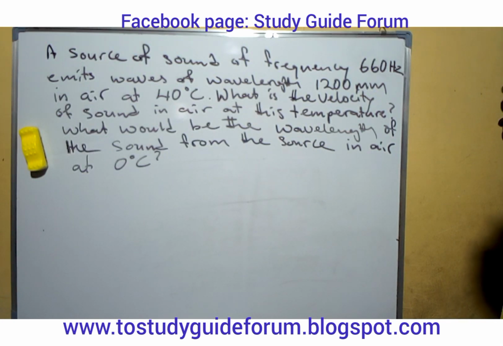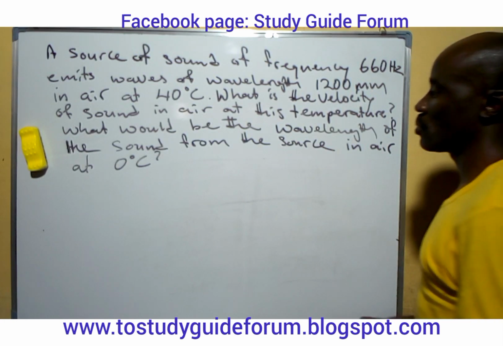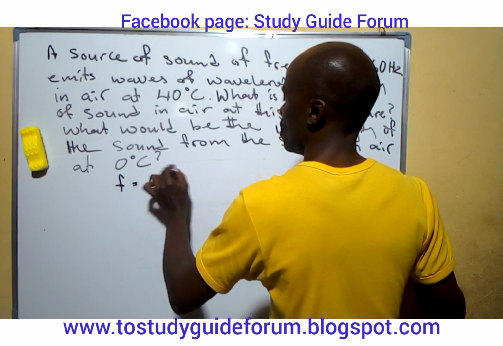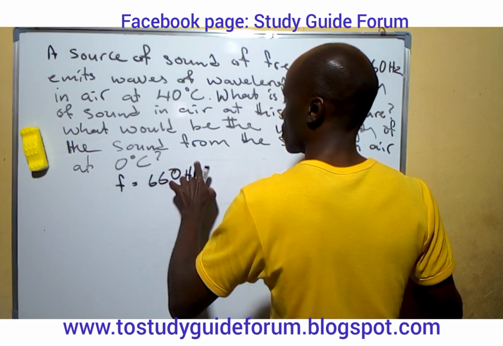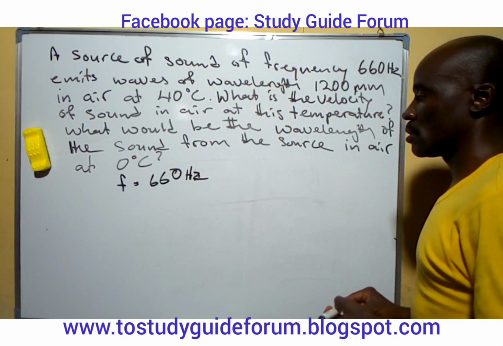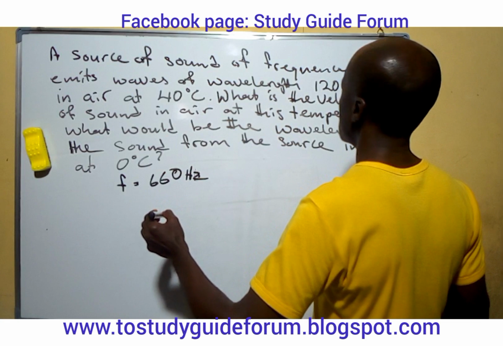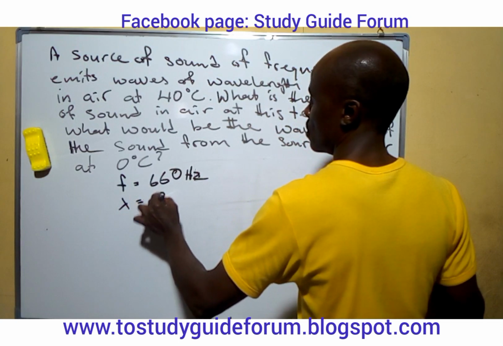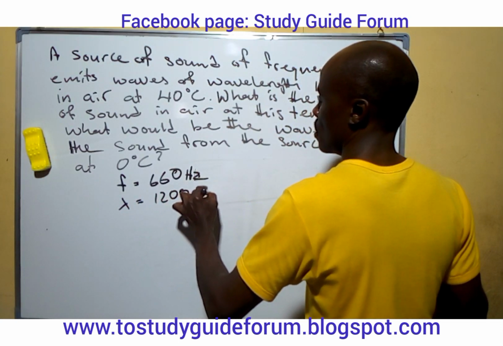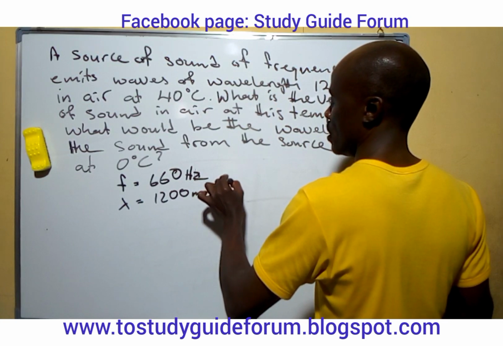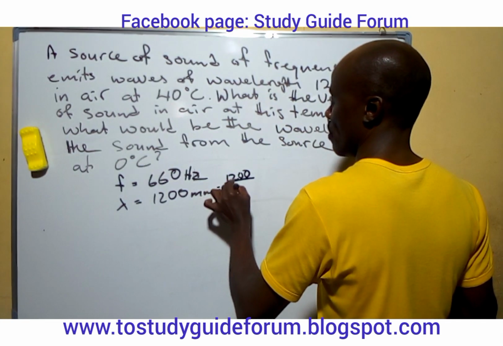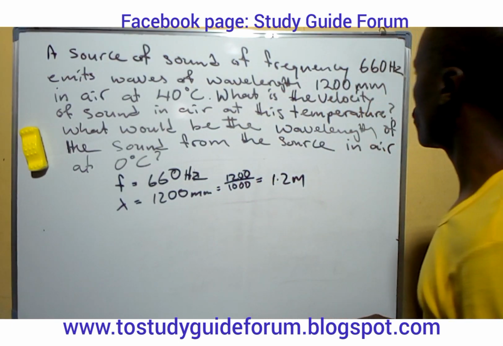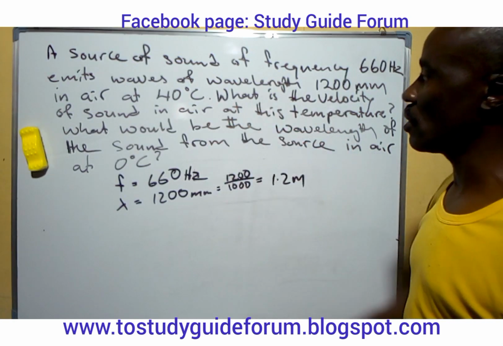Let's quickly look at the work we have here. Our frequency is 660 hertz, and we have the wavelength, which we can convert to meter. We divide by 1000, and that will give us 1.2 meter. Now we're going to solve the first question: what will be the wave velocity of the sound?